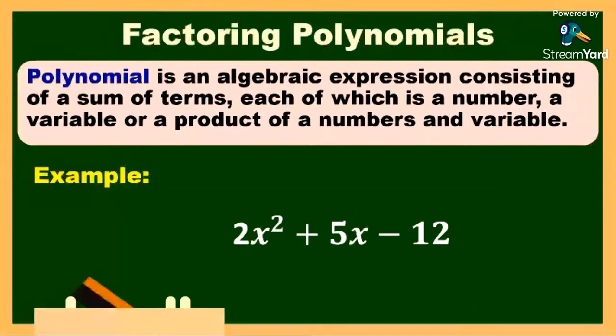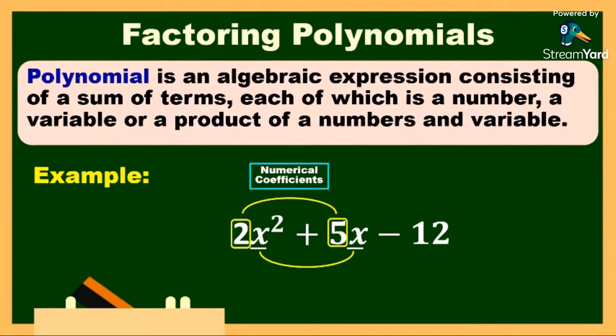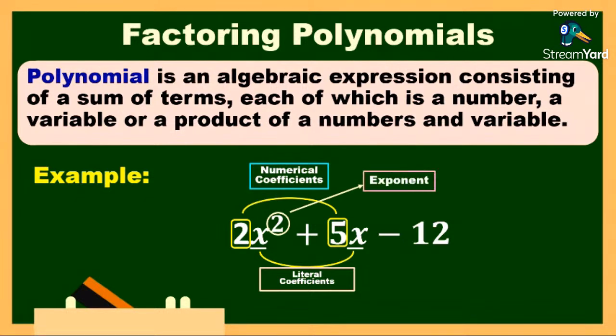So dito, sa ating example, 2 and 5 is the so-called numerical coefficient, yung number na katabi ng variable. And x naman ang tinatawag nating literal coefficient. Ito yung variable na katabi naman ng number or the numerical coefficient. And 2 in the upper right corner of x ay ang tinatawag nating exponent, yung degree. And negative 12 is the so-called constant term or the number.